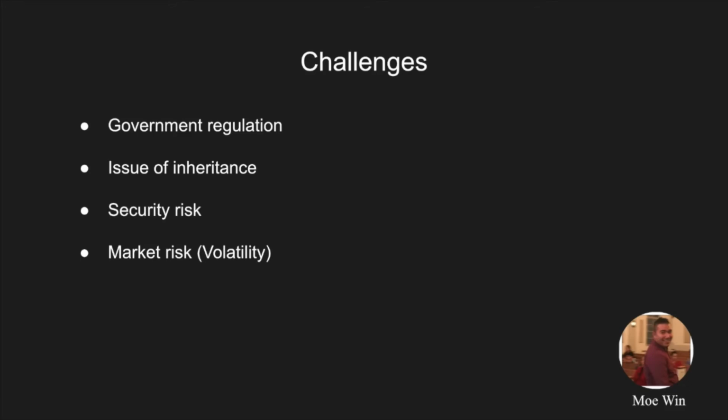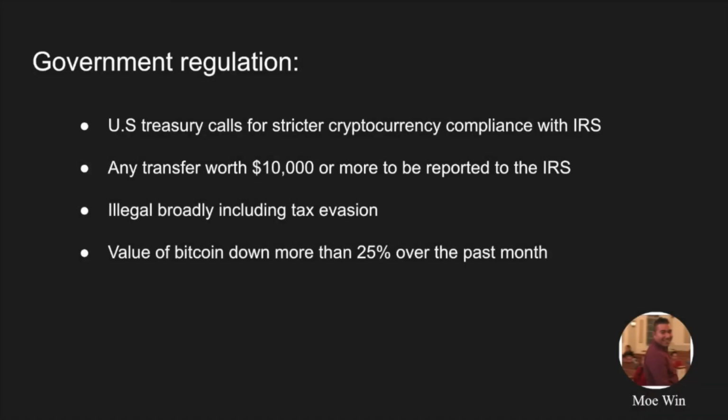The government put in a lot of regulation on cryptocurrency. The main reason is they want to control the transactions, with no more freedom, and put a boundary. The US Treasury called for very strict cryptocurrency rules. They comply with the IRS. It is a new tax regulation. If transfers are worth over $10,000, they are going to be reported to the IRS.